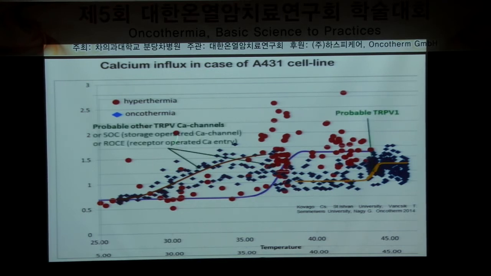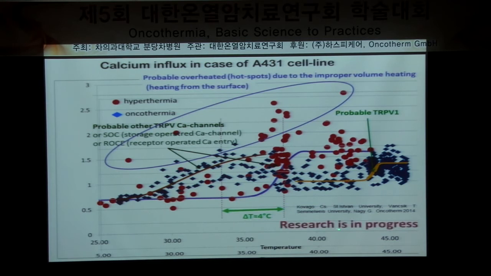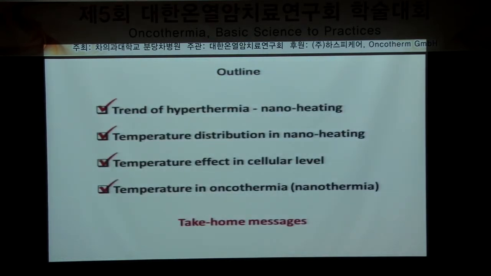This one is the other TRPV calcium channels probably, and this is the probably TRPV1 channel. And of course we have to measure here more, but the error, hypothermia, but the error here was so large that we could not really measure. That is why I thought that really it's in progress. But you can see very well that the 3-4 centigrade between the opening of the channels is here also valid. So it means that we are exactly on the membrane, because this is a membrane opening. We are measuring on the same way like the nanoparticles are measuring. So we are really exactly on the membrane with that difference which I have shown before. So research is in progress. So temperature is oncothermia and nanothermia.